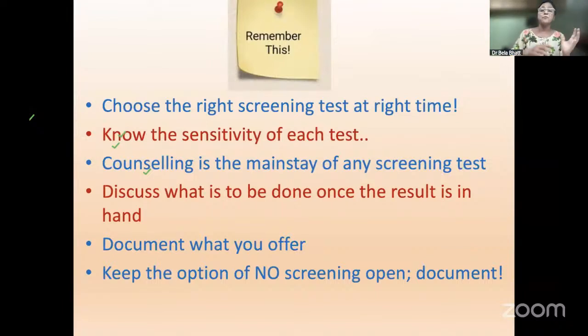Counseling, pre-test and post-test both, is very important. In pre-test counseling, you must tell that this is a screening test. And if you are found to be high risk, I'm going to offer you a diagnostic test, which will be CVS or amniocentesis, with which we'll be able to find out the chromosomal problem. Only if the patient is ready for that, we should offer the screening test. Otherwise, there is no point. And document what you offer and keep the option of no screening also open. If the patient says, I'm fine, even if it is Down syndrome, I'm okay, I'll continue, I don't want to know, that's fine. It's the patient's wish, but document that the patient does not want any screening test.